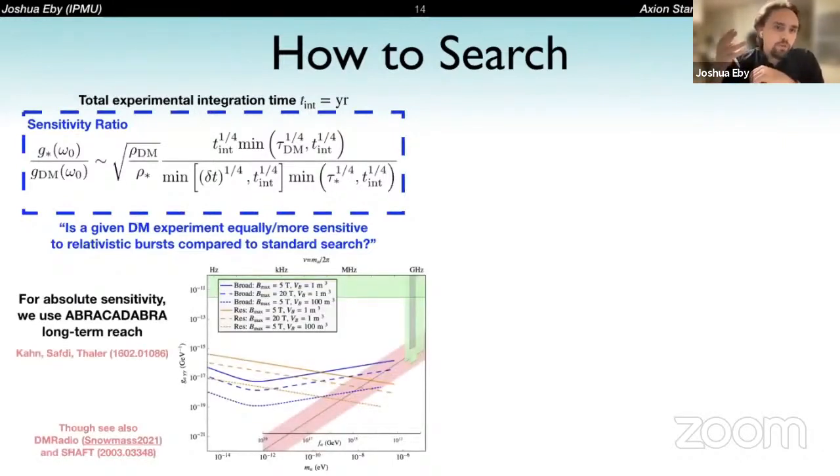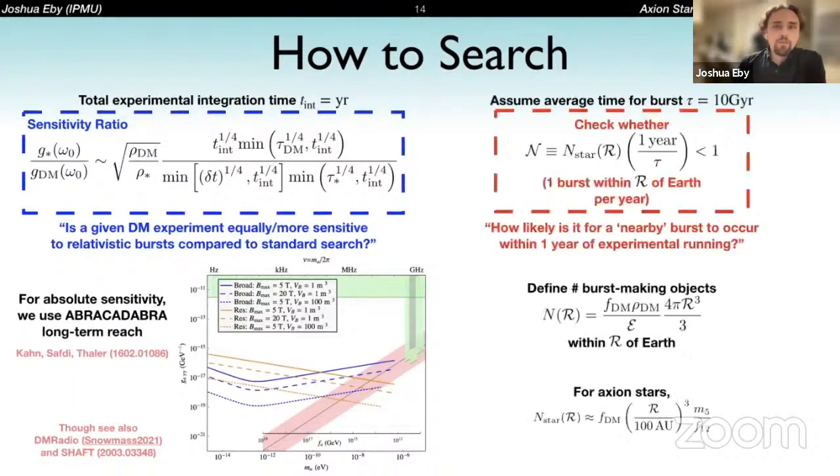So you can look at the ratio, and of course we did, but in order to take absolute sensitivities, we used the long-term reach sensitivity for Abracadabra, which is given in this 2016 paper. Abracadabra is a good example for us because they can run in a broadband mode. This is the mode you would want to run in to detect transient signals like this. You don't want to be trapped in the wrong energy bin, the wrong frequency bin, if a burst is going to occur rarely and only in some other bin, right? You have to be sort of additionally lucky to be searching in the right place. Though see, of course, DM Radio and SHAFT for very related experimental searches.